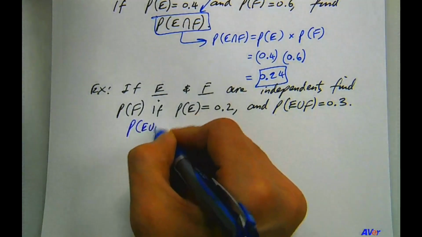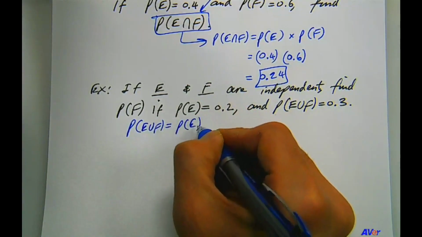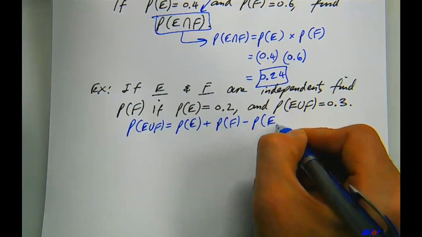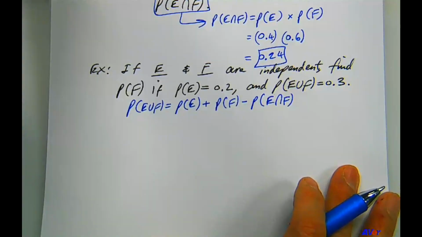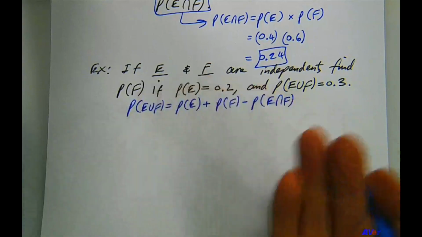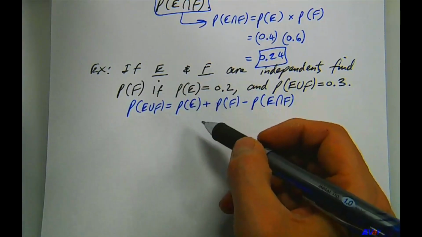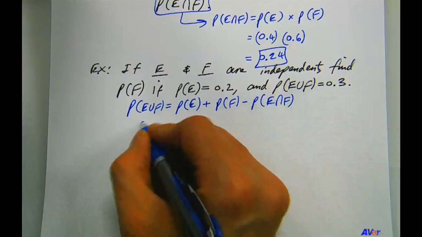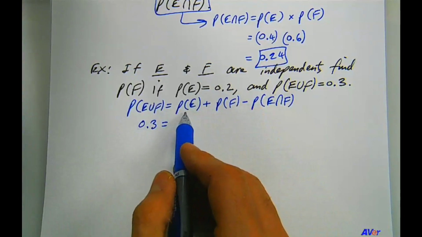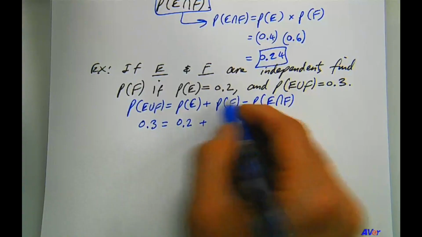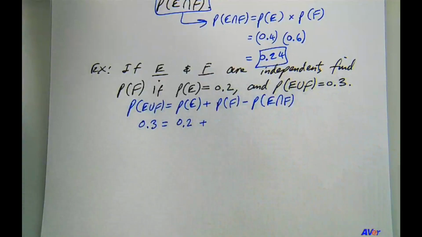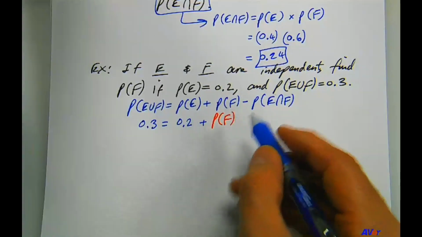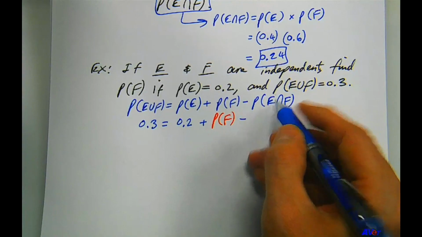So probability of E union F is equal to probability of E plus probability of F minus probability of E intersection F, right? We know that from previous videos. Okay, so let's plug in for the information we have and solve for the information we don't have. So we have E union F, probability of that is 0.3, equals probability of E, which is 0.2, plus probability of F. Well, we don't have that. We're looking for it. So let me keep it as it is. Probability of F minus probability of E intersection F.